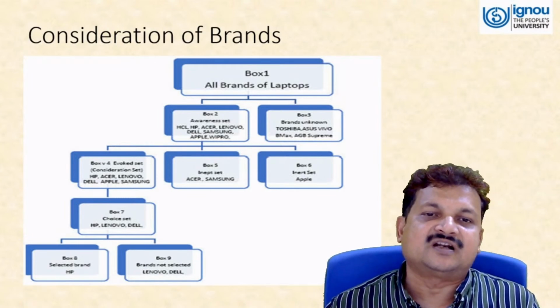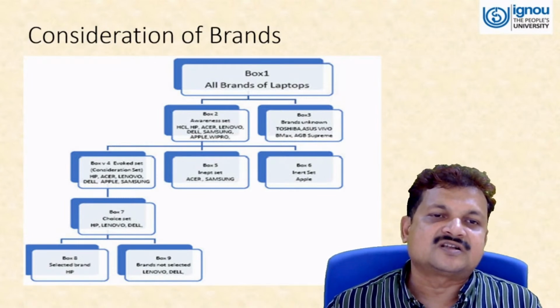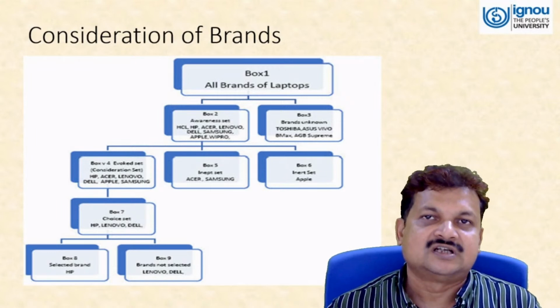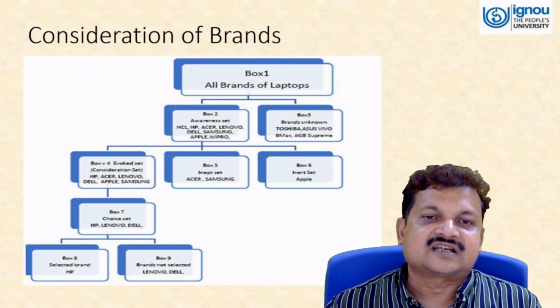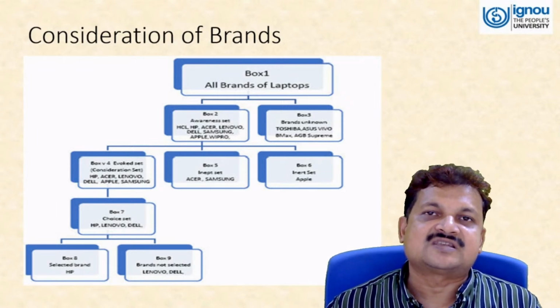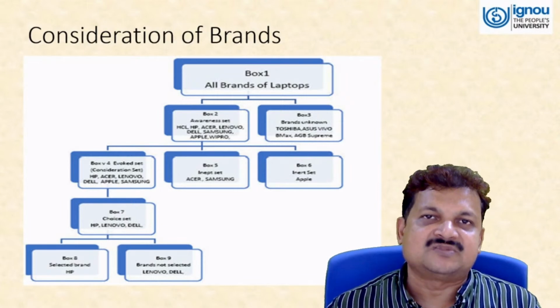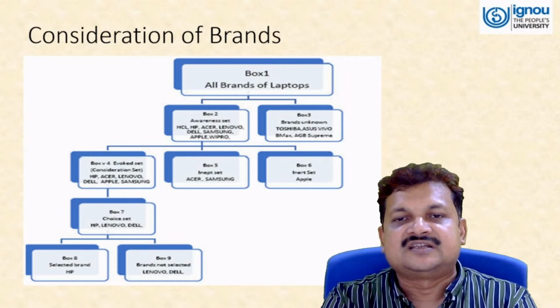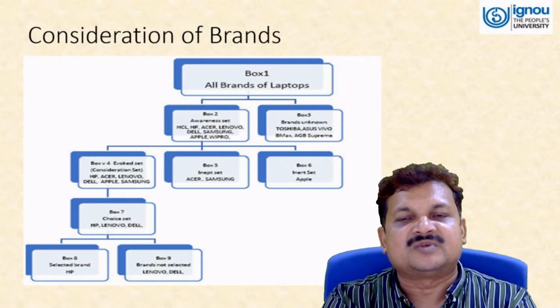Then again it is divided into three. One is your consideration set, meaning you are considering these brands are good, but you cannot take the decision to purchase. That is the consideration set. Second is the inept set. Inept is the most unwilling brands, meaning these brands you are definitely not going to purchase. Third is the inert set. These brands are available in your memory, but you are not taking decisions about that brand.